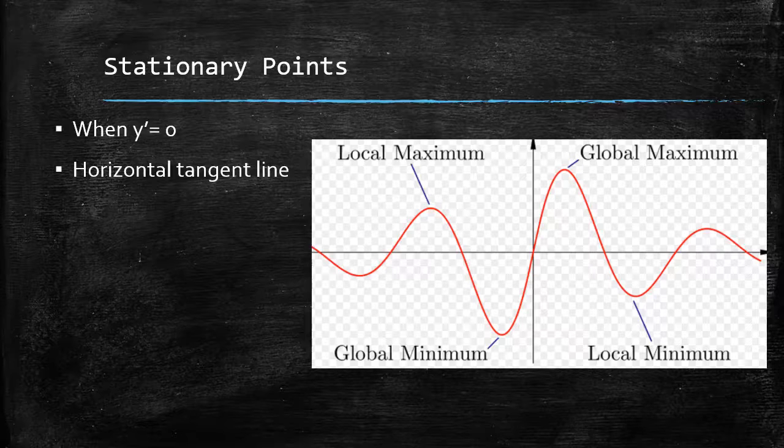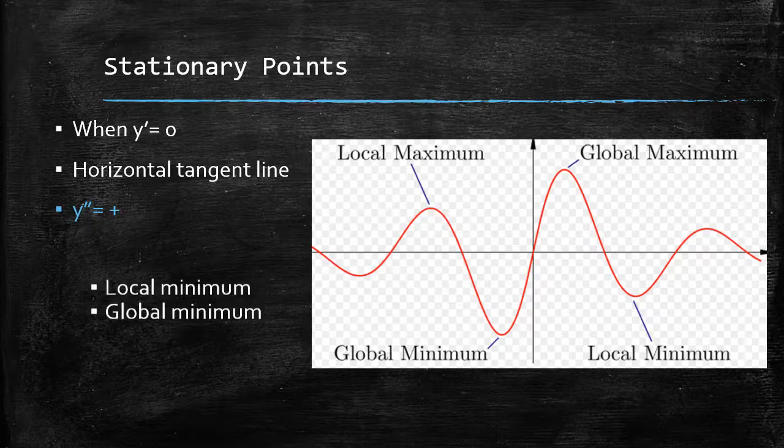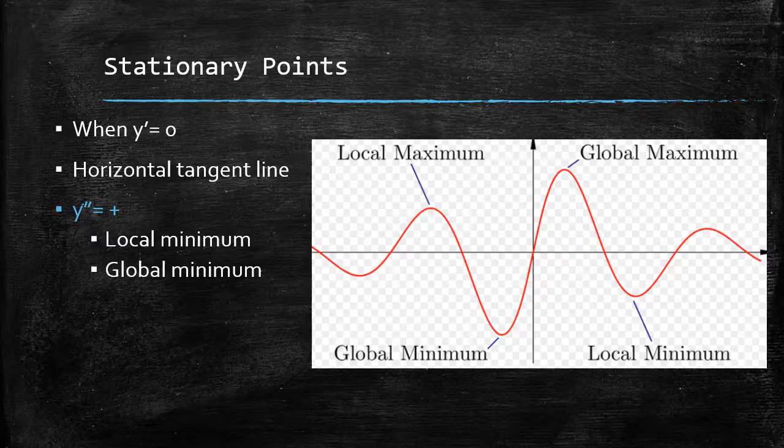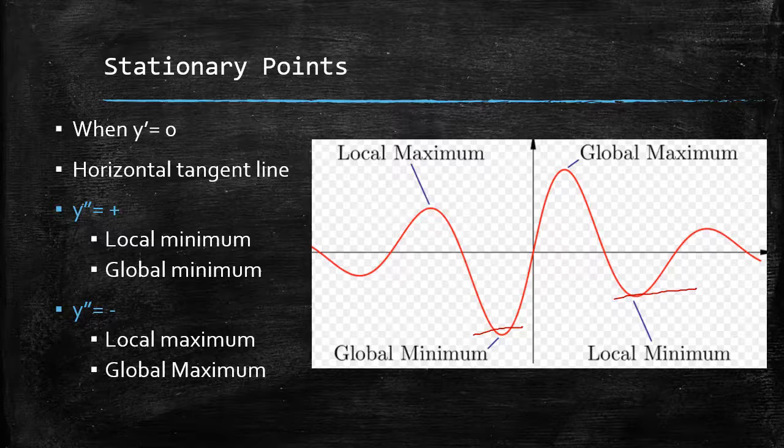It's also important that we know what stationary points are. Stationary points occur when the first derivative is equal to 0, and they are horizontal tangent lines. There are a couple types of stationary points. Whenever the second derivative is positive, your stationary points can either be a local minimum or a global minimum. These are represented on the graph below. Whenever the second derivative is negative, you can either have a local maximum or a global maximum stationary point. These are also represented on the graph.